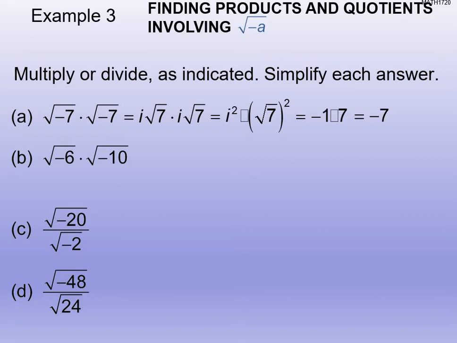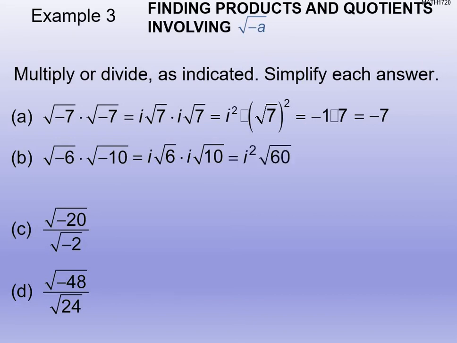Alright, so let's look at example B. Don't multiply that and make that the square root of 60. It's not going to work that way. You have to make it so that it is the square root of negative 1 times the square root of 6, and the square root of negative 1 times the square root of 10. Then turn those into i's. So you get i square root of 6 times i square root of 10.